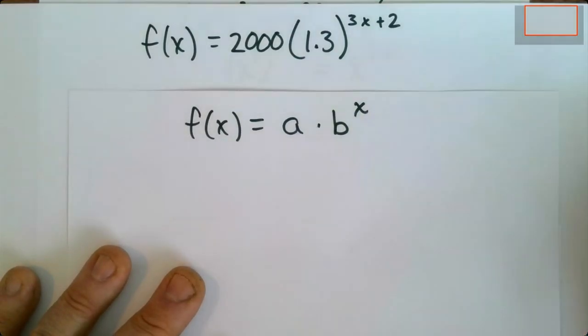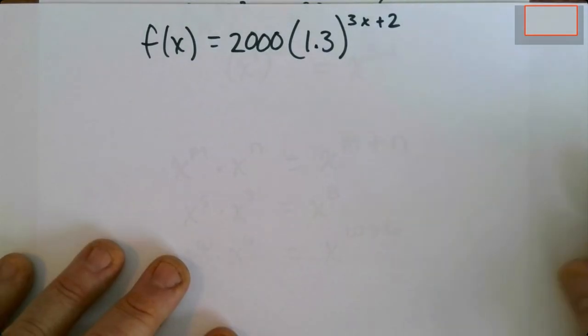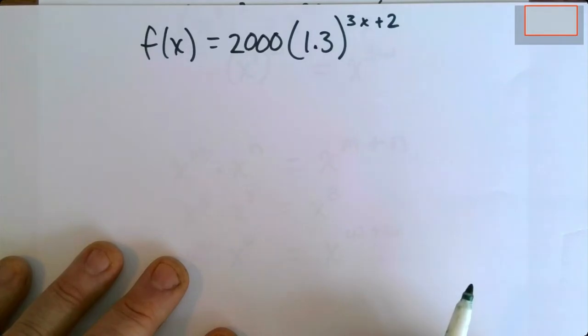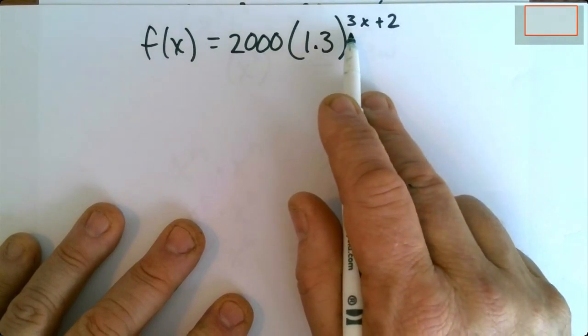It seems a little intimidating, but I don't think it's as bad as it looks. When we're done, I think you'll agree. So I'm going to begin by breaking this up. You can see I've got the 3x plus 2.